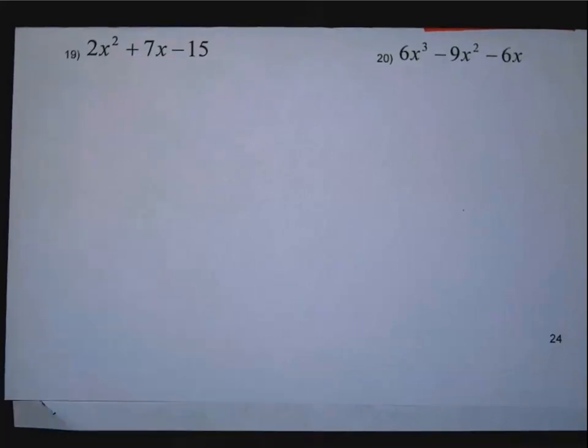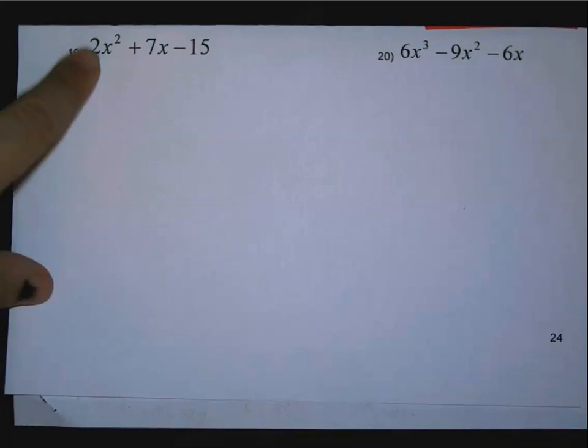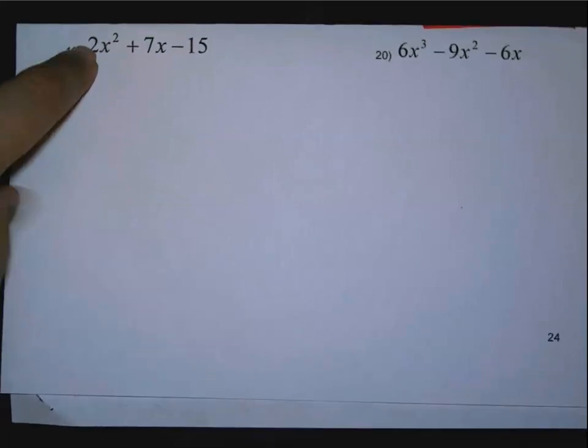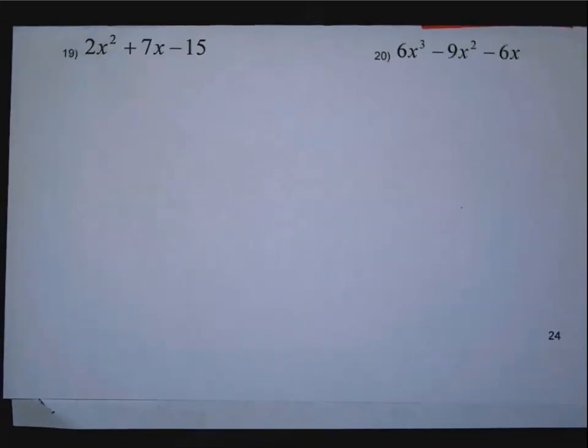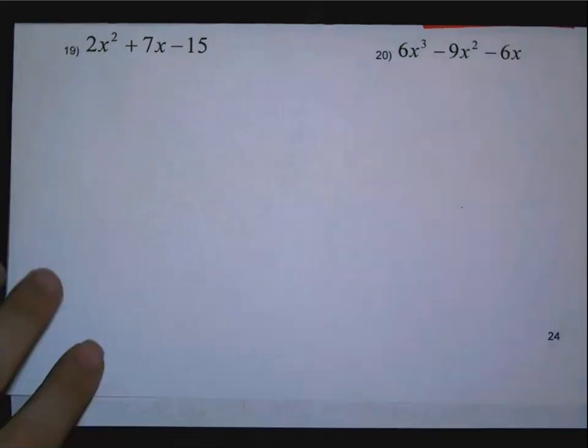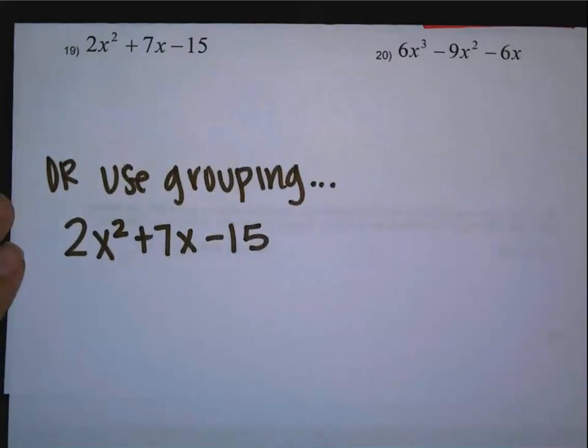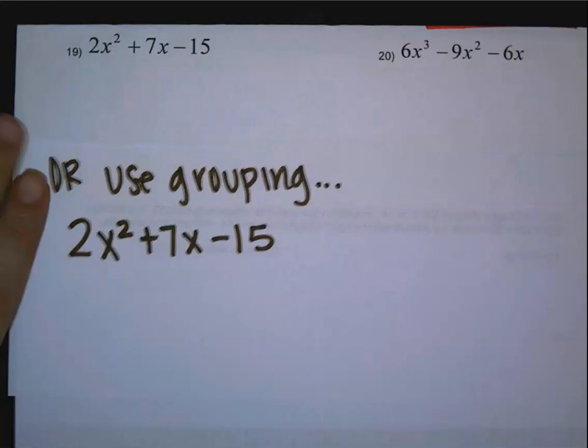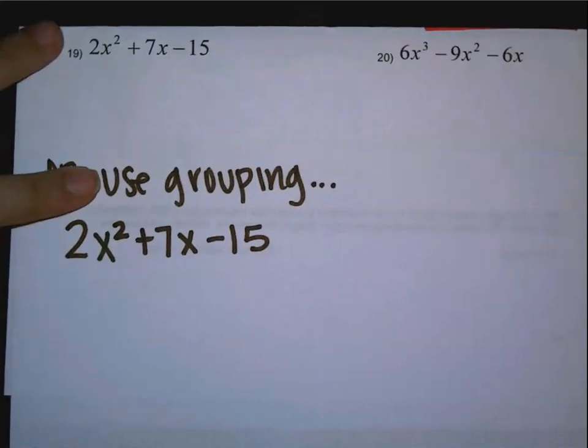In this video, we are going to continue factoring where the leading coefficient, the number in the front, is greater than 1, and we have a trinomial. So remember in the previous video, I showed you two different ways to factor this trinomial. Okay, so I'm going to show you both ways to review that.